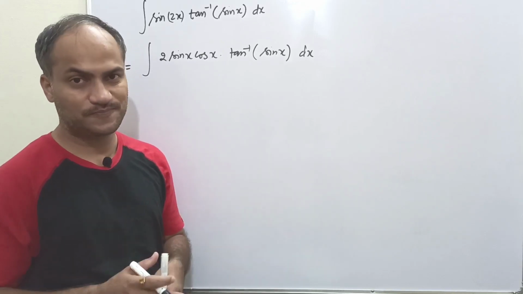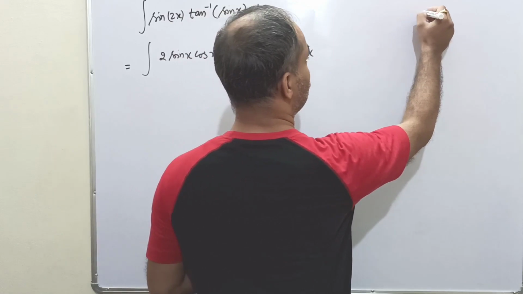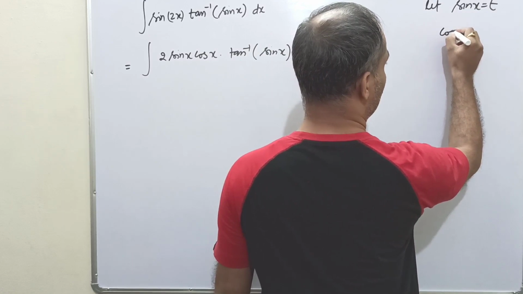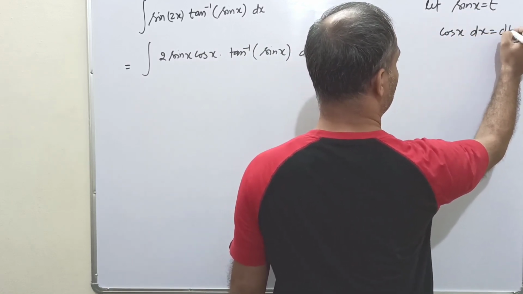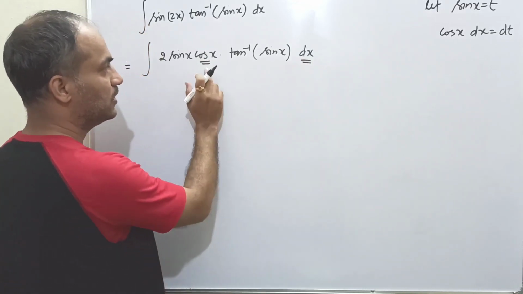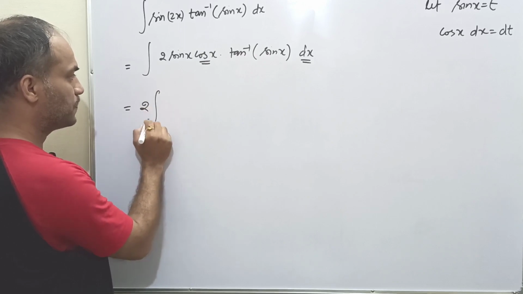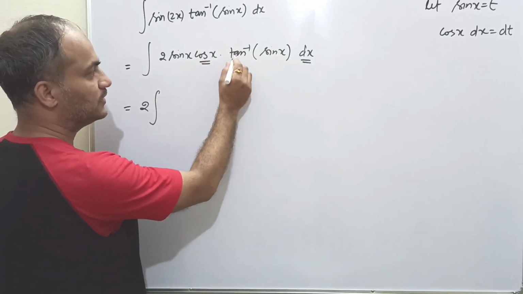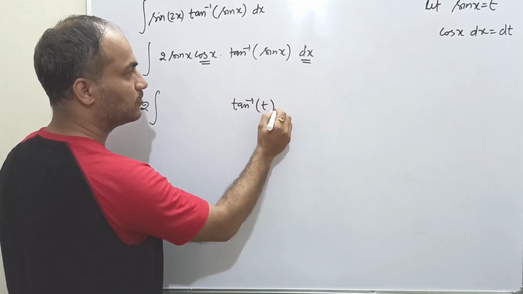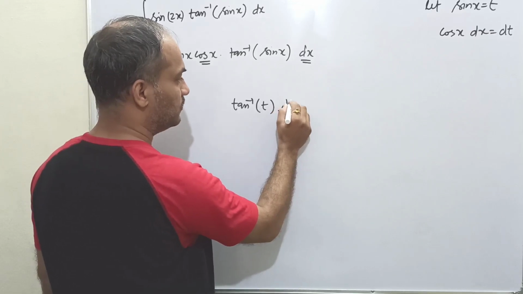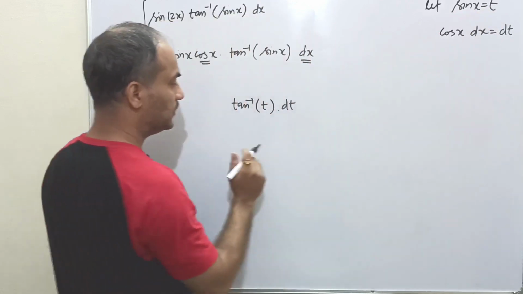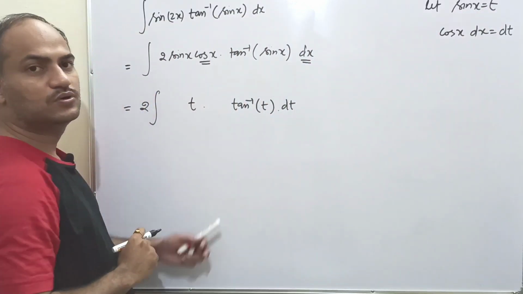Again we are using the substitution method. In maximum questions it will be used. So let us assume that sin x is equal to t. On differentiating we get cos x dx equals dt. We see cos x is also here, dx is also here. And this term becomes the integration of tan inverse t, and cos x dx gives dt. Now this sin x is left, and we know its value is t, so t into tan inverse t.